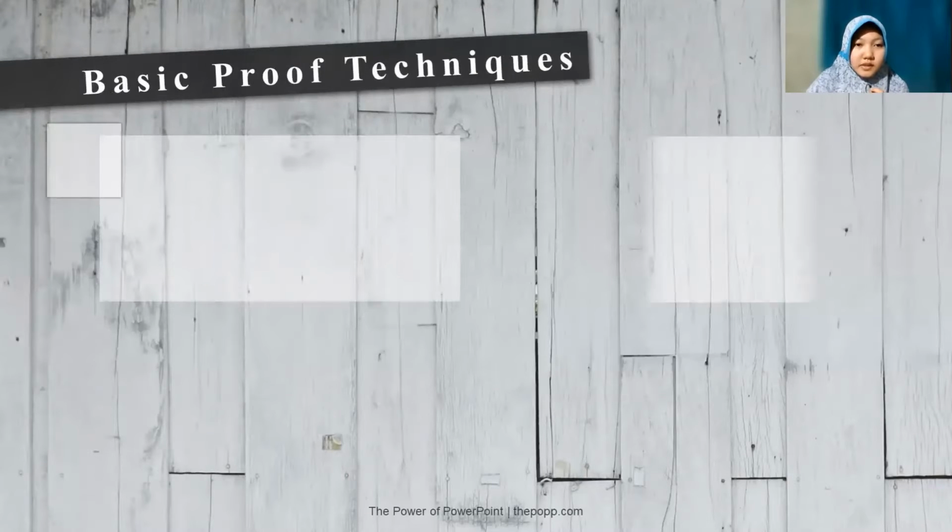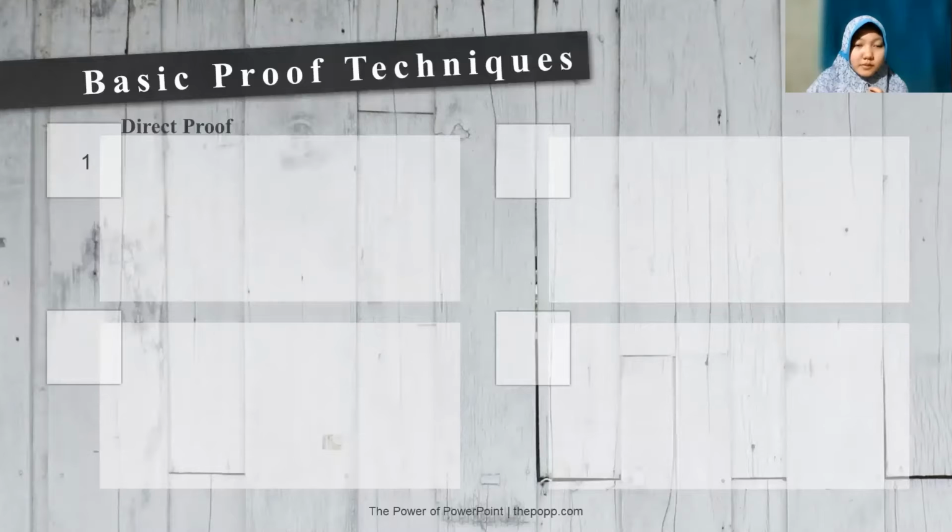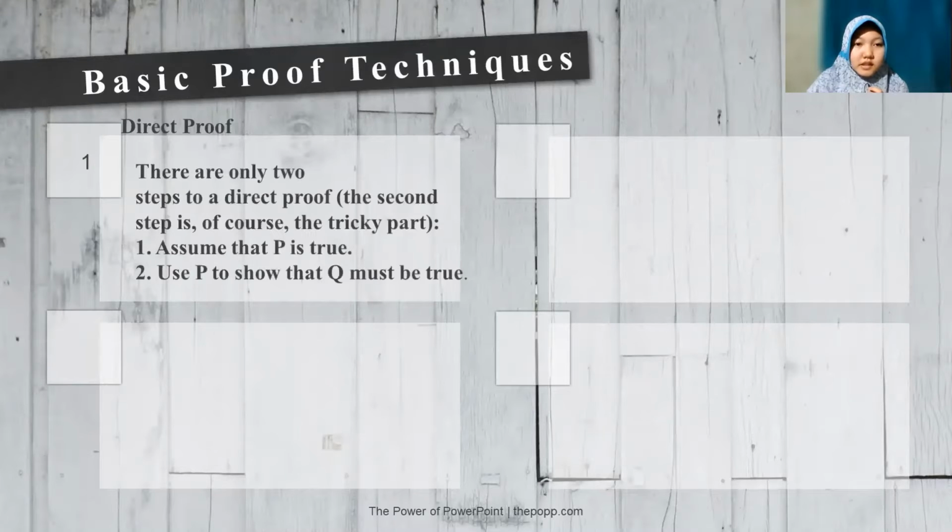And this is the explanation of direct proof. There are two steps. First, assume that P is true. Two, use P to show that Q must be true.